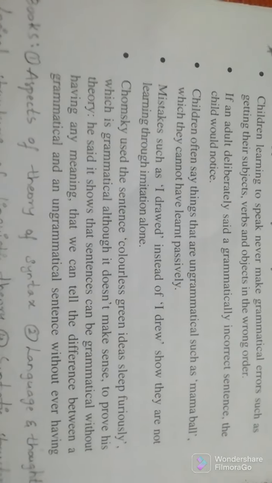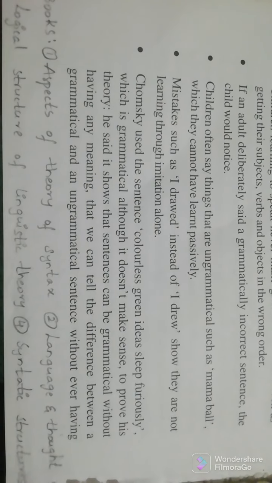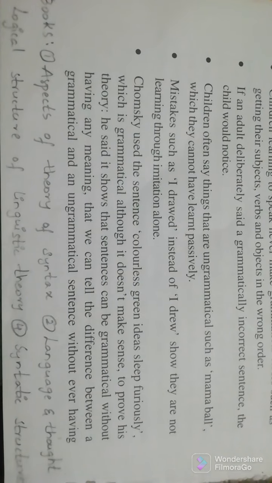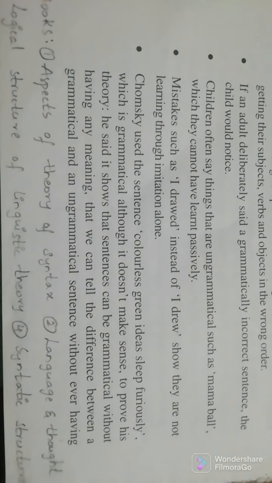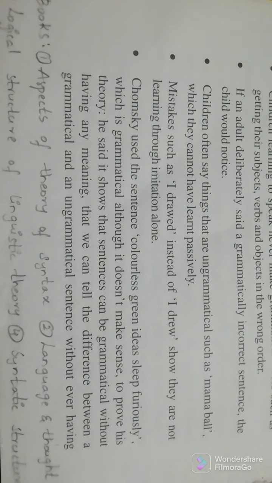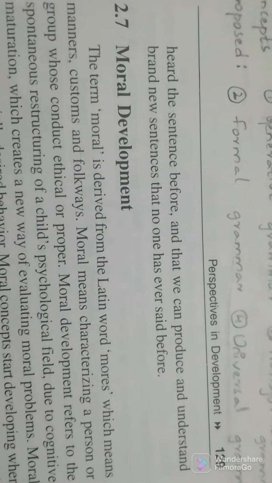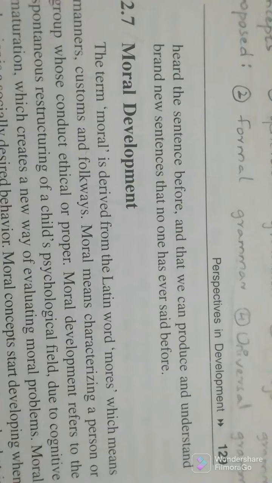Chomsky used the sentence "colorless green ideas sleep furiously", which is grammatical although it does not make sense, to prove his theory. He said it shows that sentences can be grammatical without having any meaning. Sentences are present in an order. We can tell the difference between a grammatical and an ungrammatical sentence without ever having heard the sentence before, and we can produce and understand brand new sentences that no one has ever said.